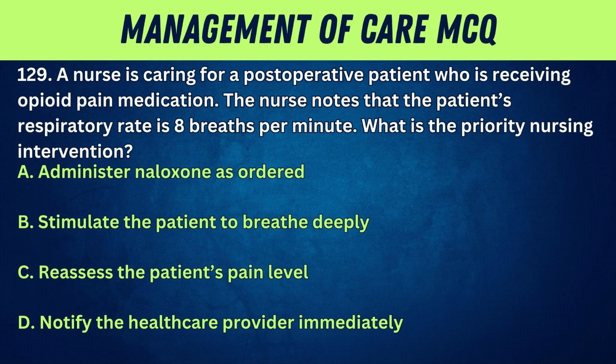129. A nurse is caring for a postoperative patient who is receiving opioid pain medication. The nurse notes that the patient's respiratory rate is 8 breaths per minute. What is the priority nursing intervention? A. Administer naloxone as ordered. B. Stimulate the patient to breathe deeply. C. Reassess the patient's pain level. D. Notify the healthcare provider immediately.